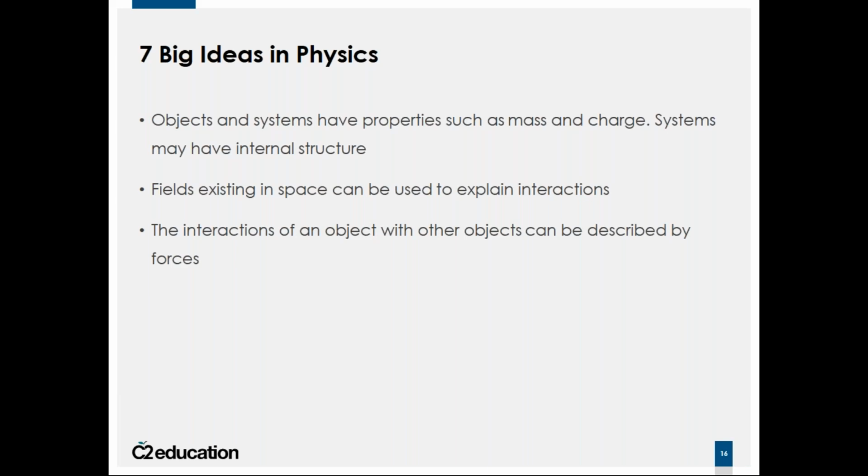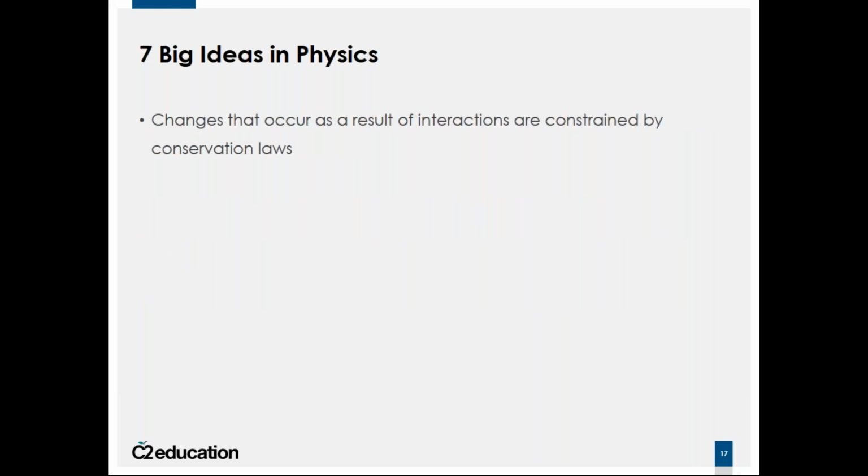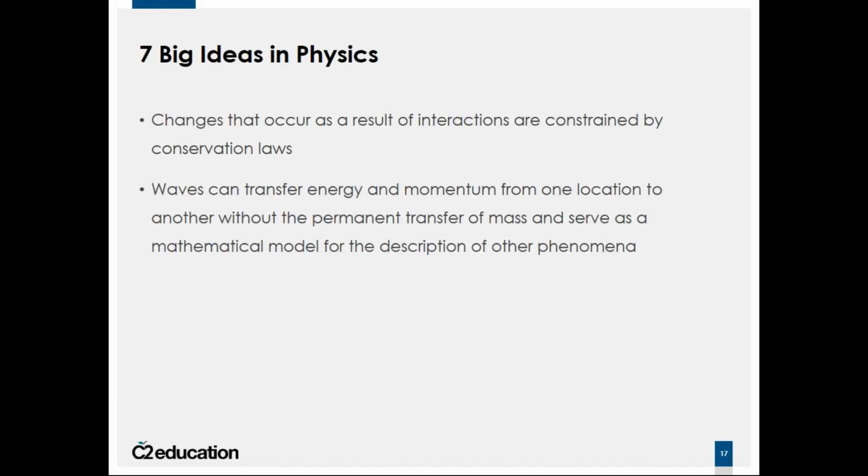And again, that word comes up again. The interactions of an object with other objects can be described by forces. Again, force not just on free body diagrams, but on how those objects' forces interact with each other. Our favorite word again, interactions between systems can result in changes to those systems. Those are the first 4. 3, changes that occur as a result of interactions, right? You're seeing a common pattern here, right? Interactions. They're constrained by conservation, both momentum, thermodynamics, conservation of energy, right?